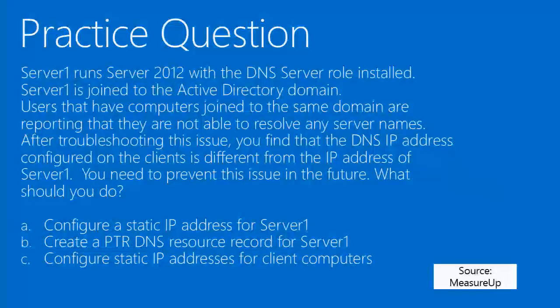What should you do? Should you A, create a static IP address for Server 1? Should you add a PTR DNS resource record for Server 1? Or should you configure static IP addresses for the clients?